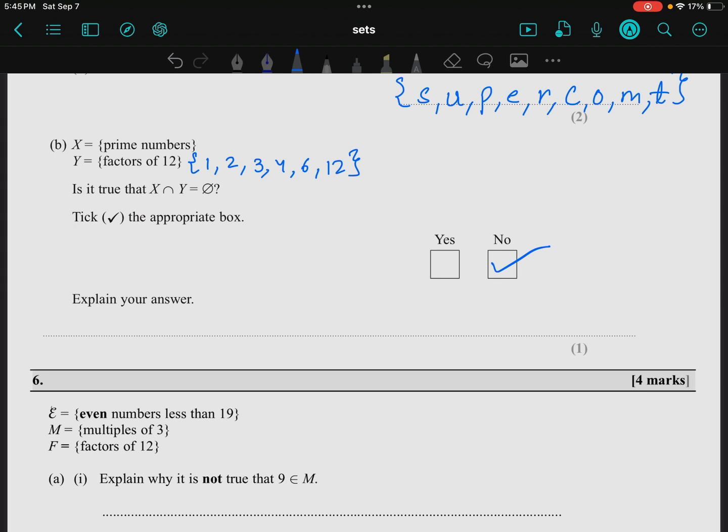No, not true. Why not true? Because 2 is a prime number, 3 is a prime number and Y has all numbers which are prime. So there are numbers 2 and 3 which are common between X and Y. So 2 and 3 are common in X and Y.